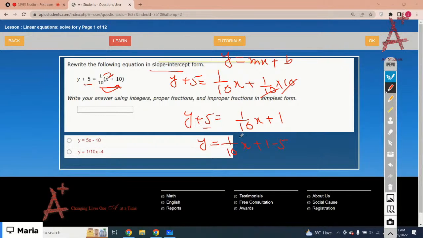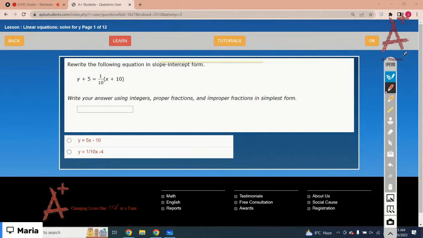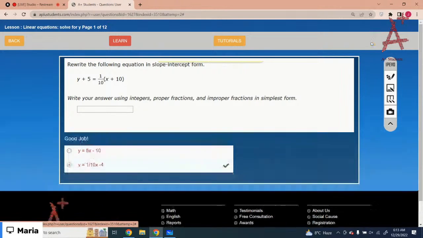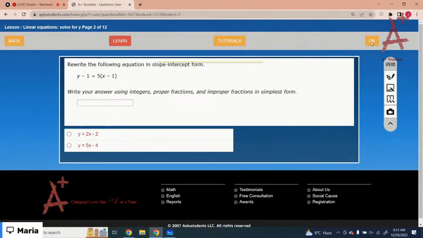Got it? So 1 minus 5 is negative 4. It would be y equals 1 over 10x minus 4. Got it? So second option is the correct one. Just select the correct option, then click on the OK button. Got it? It would be y equals 1 by 10x minus 4. So just select the correct option, then click on the OK button.